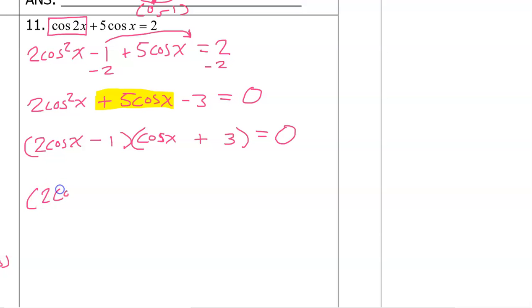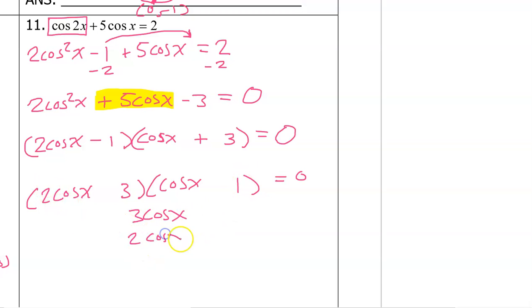So what if I had my 2 cosine x and my cosine x, that's how we started out. But what if instead of putting the 1 and then the 3, we put the 3 and then the 1? How would that turn out? Inner, I would have 3 cosine x. Outer, I would have 2 cosine x. Inner plus outer must equal the middle. The middle is 5 cosine x. So right now it's looking like this would also be possible.